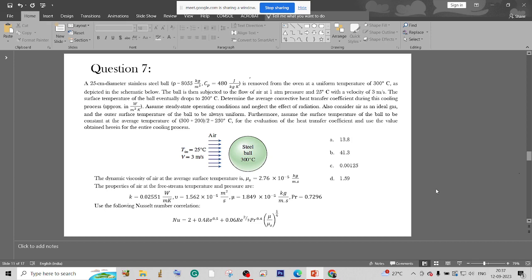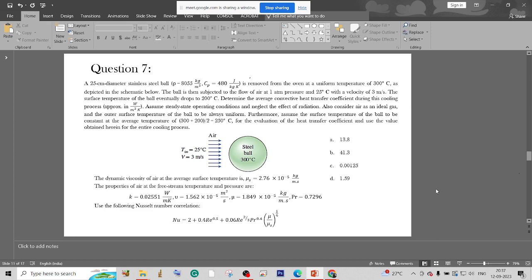So obviously Newton's law of cooling will be used here. Assume a steady state operating condition and neglect the effect of radiation. Also consider air as an ideal gas and the outer surface temperature of the ball to be always uniform. Furthermore, assume the surface temperature of the ball to be constant at the average temperature of 250 degrees Celsius for the evaluation of the heat transfer coefficient, and use the value obtained herein for the entire cooling process.